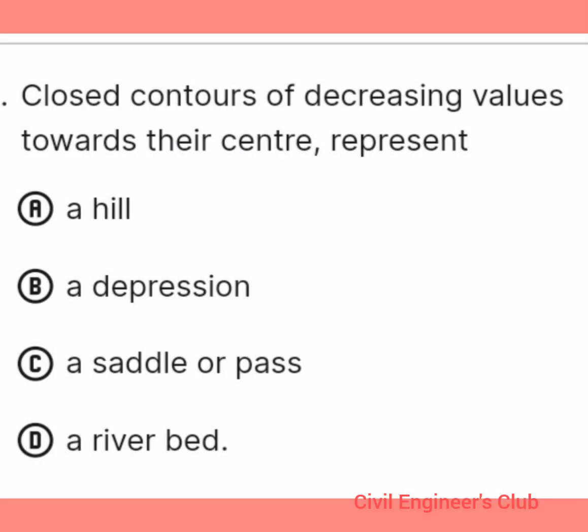Next question, closed contours of decreasing values towards their center represent option A hill, option B a depression, option C a saddle or pass, option D a river bed. So the correct answer is option B a depression. Closed contours of decreasing values towards their center represent a depression. So option B is the correct answer.